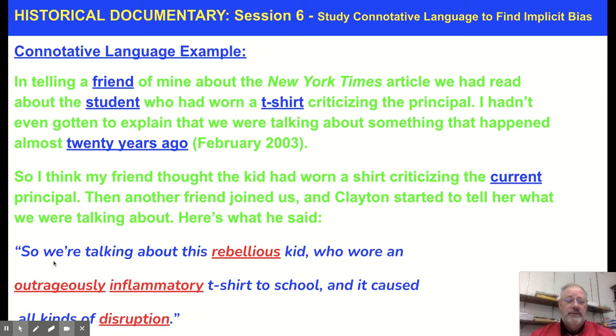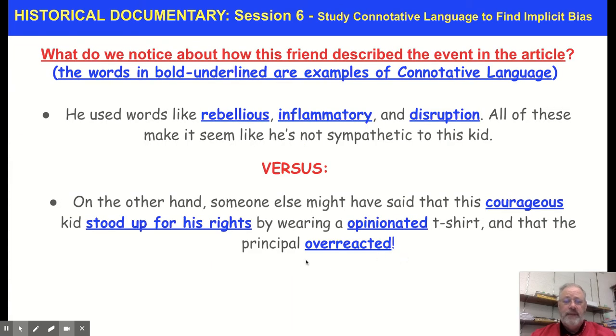Okay, it says, so we were talking about this rebellious kid who wore an outrageously inflammatory T-shirt to school, and it caused all kinds of disruption. Okay, notice the words that I've highlighted in red. So down here, what I have on this next slide is that words like rebellious, inflammatory, disruption make it seem like he's not very sympathetic to the student.